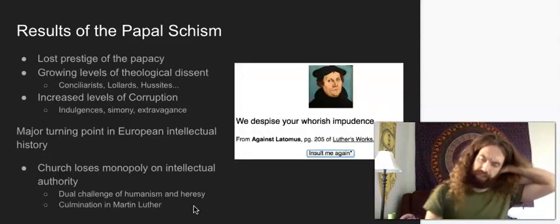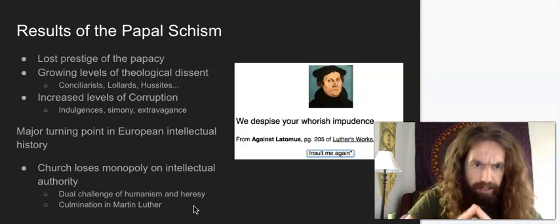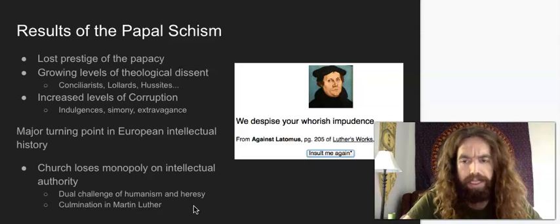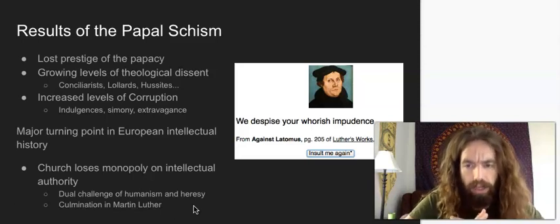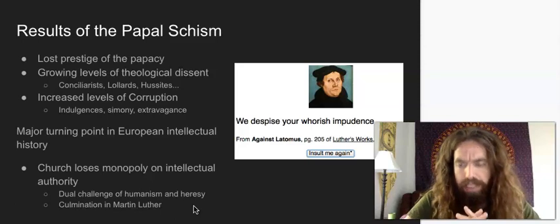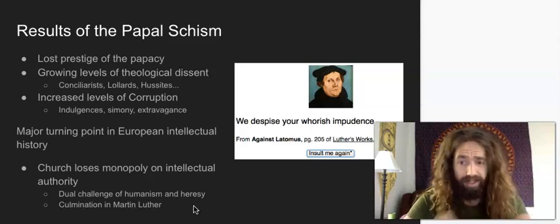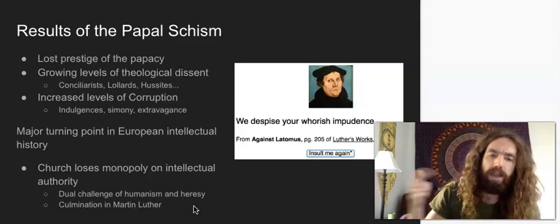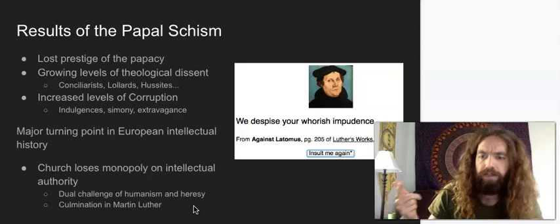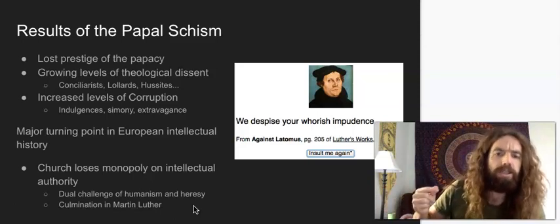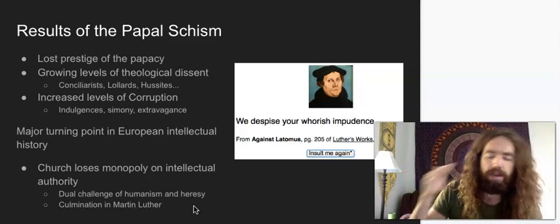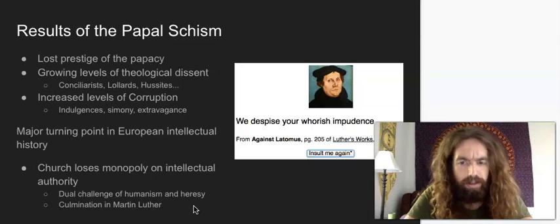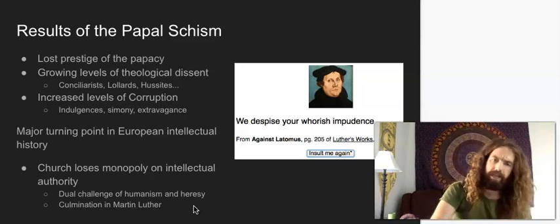So anyway, if we look at the big impact of the papal schism, there's a number of pretty obvious outcomes. First of all, the papacy loses a lot of prestige, and there's a lot more heresy in Europe than there used to be. So there's the conciliarists who say that church councils have total authority, not the Pope. There's the Lollards who followed John Wycliffe and who are secretly translating the Bible into English. There's the followers of Jan Hus who still are quite powerful in Bohemia, who are arguing against the church's ability to raise taxes and other stuff.